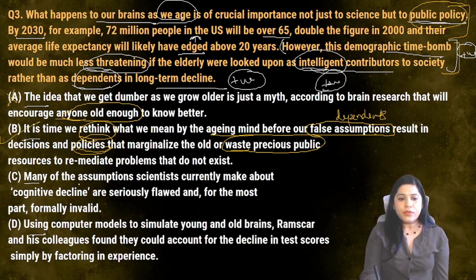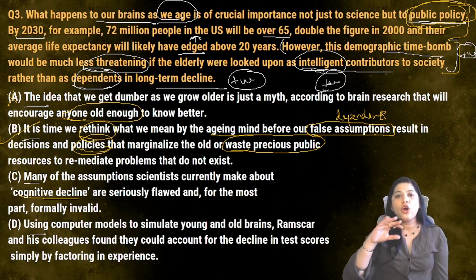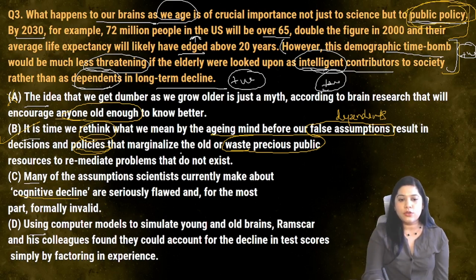Option C. Many of the assumptions scientists currently make about cognitive decline are seriously flawed. See, it's not just scientists seeing them like that. Public policy, how generally these people are perceived, that's how, if government laws and rules are like that, these people can contribute to the country, right? Not how scientists falsely see them.